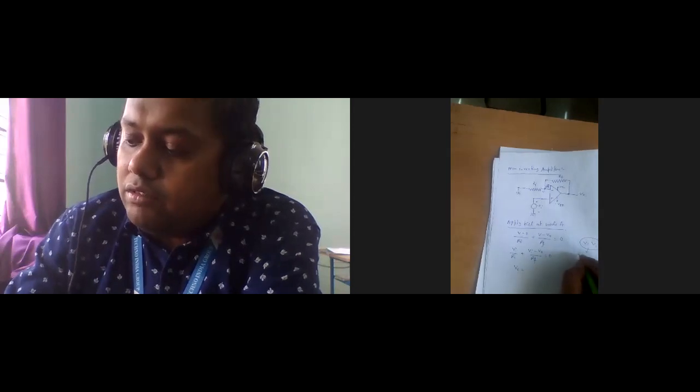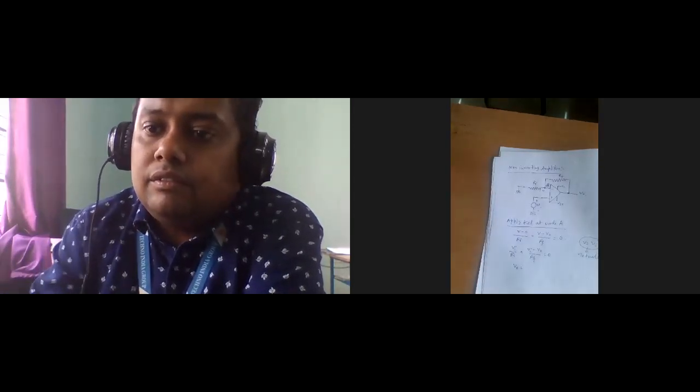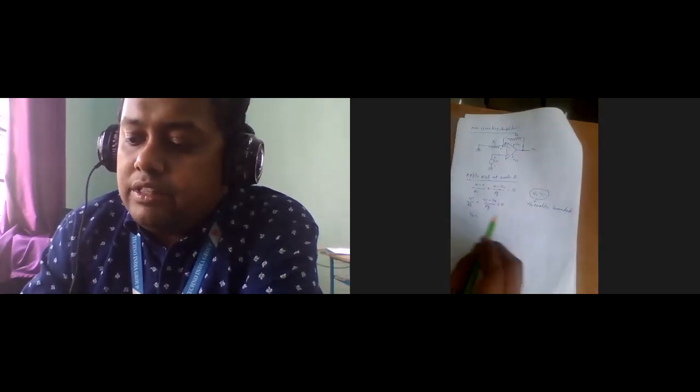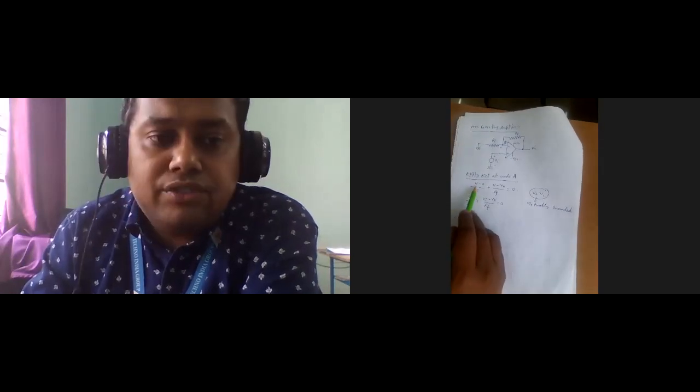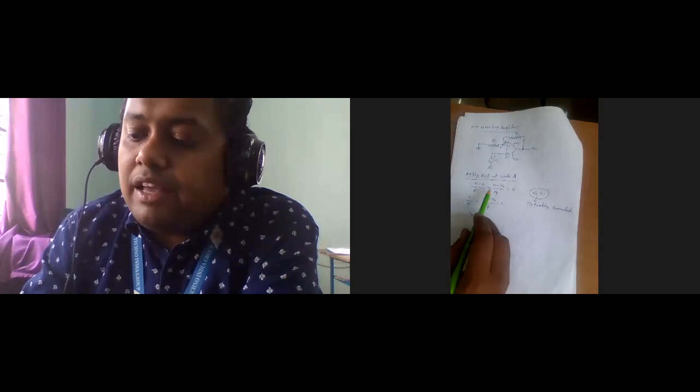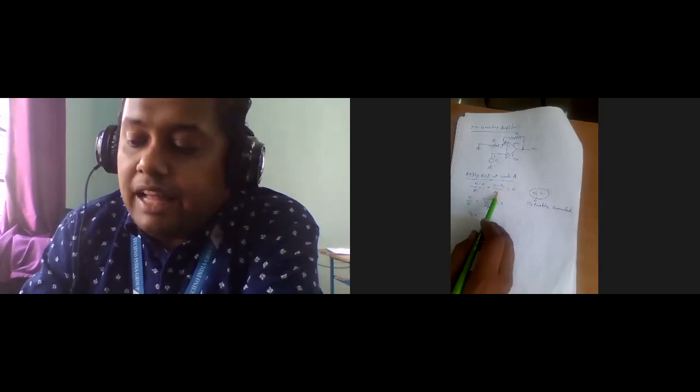Now for the virtual ground concept, when it is virtually grounded, then we substitute the value of V as Vi. So (Vi minus 0) by Ri plus (Vi minus V naught) by Rf is equal to 0.